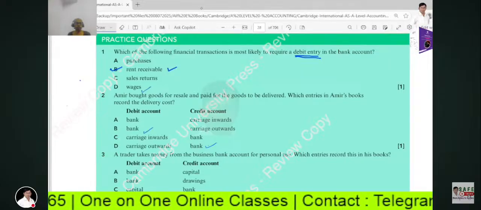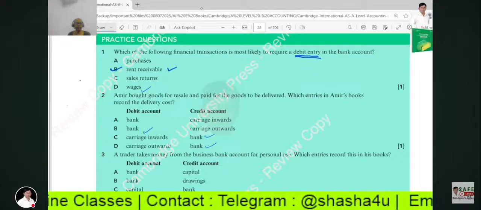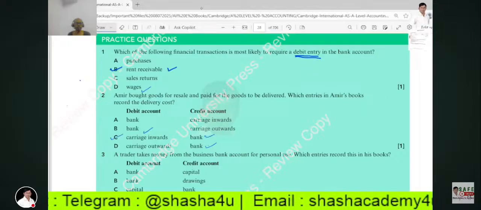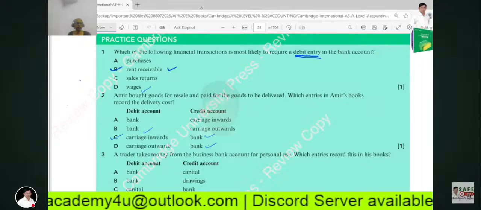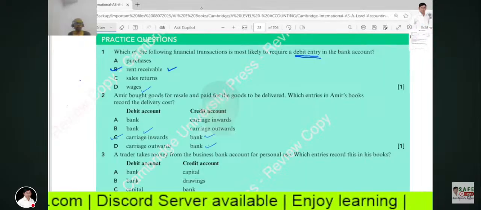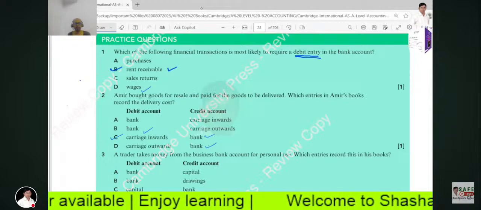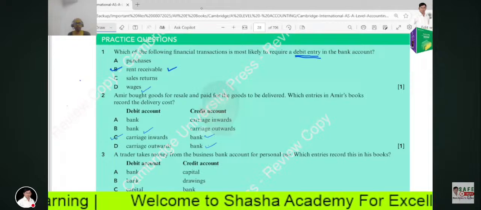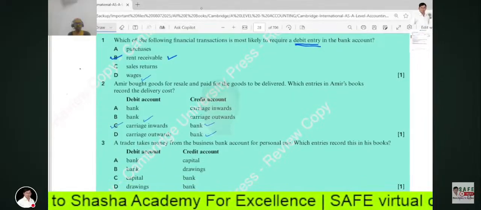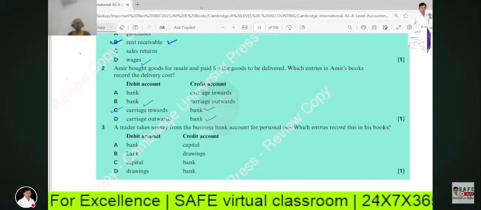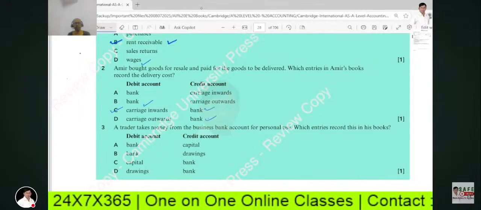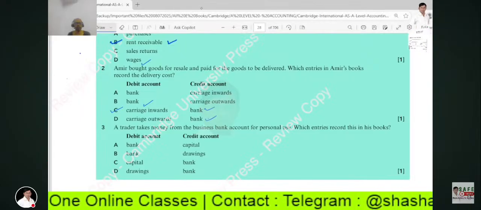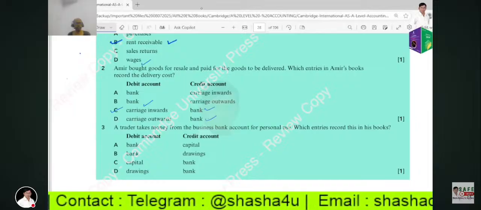It has changed. How much is it? A trader takes money from the business bank account for personal use. After you did everything here, after you prepared all the entries, how much balance carried on last? 8,000, no? So why are you going to the old figure? Why did you write the ledger account again? Because it was wrong. That's why you wrote the ledger account. So here, this is 8,000. You have to write it as 8,000.